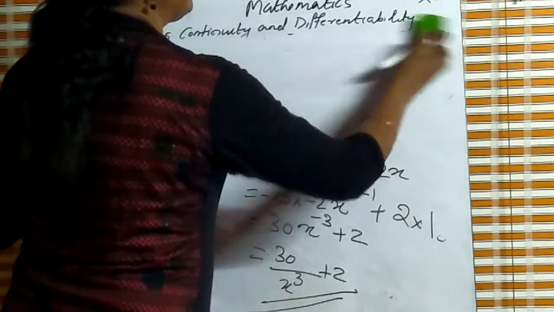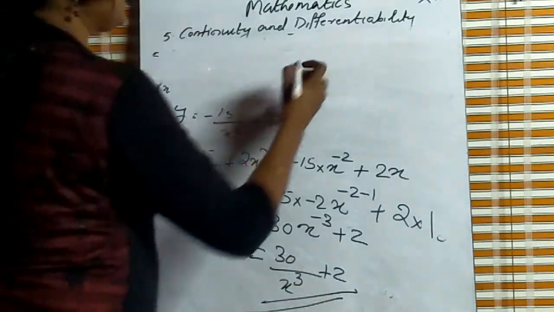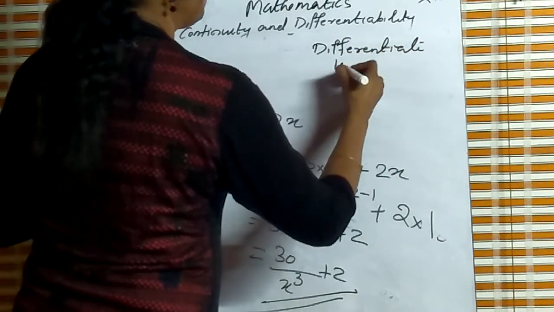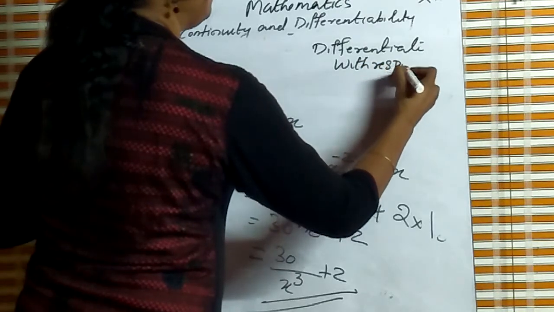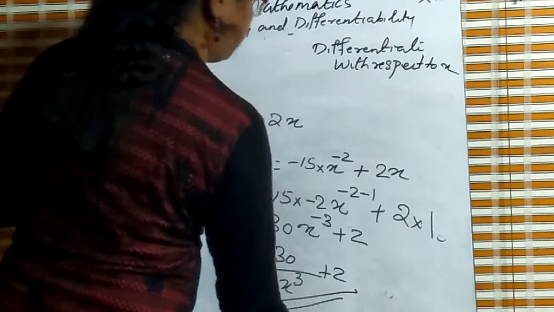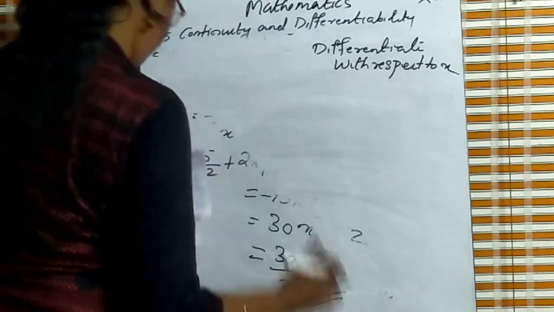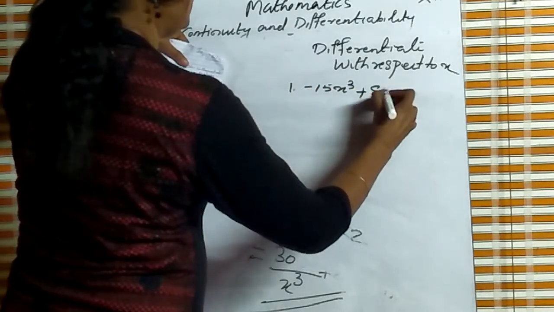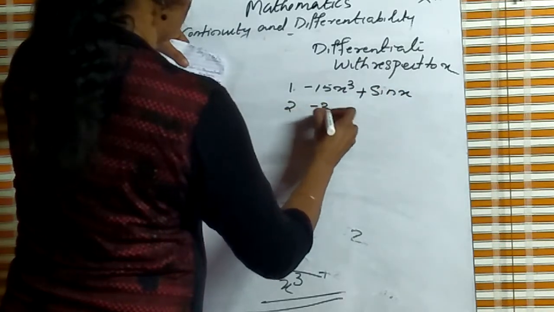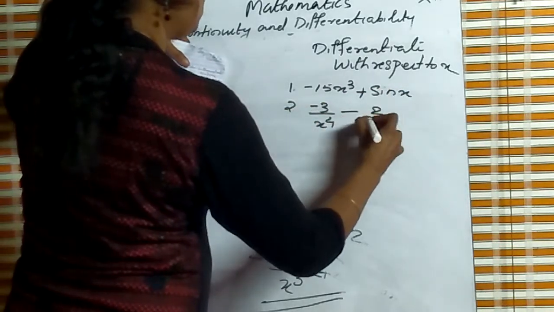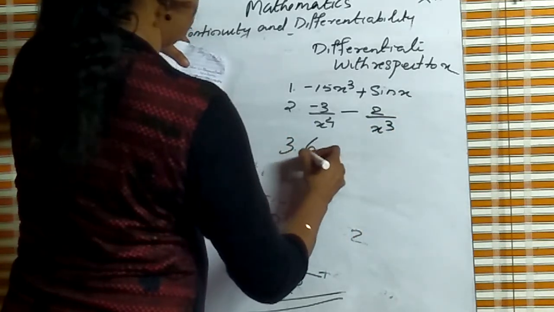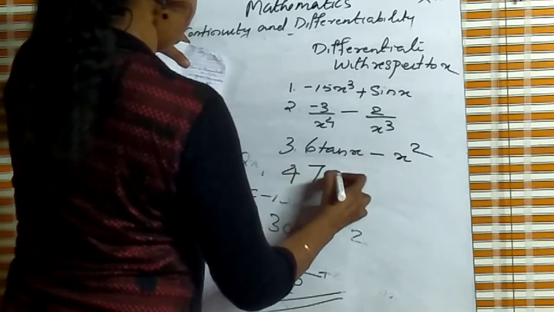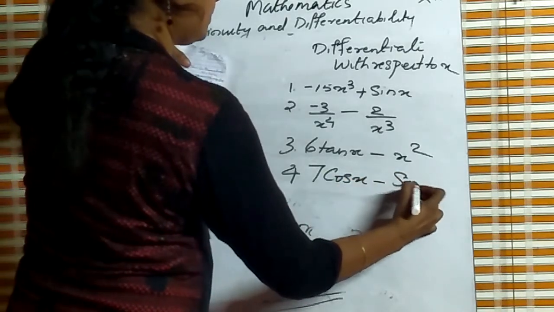The questions for homework: differentiate with respect to x, or find the derivative. Question 1 is minus 15x cube plus sin x. Question 2 is minus 3 by x raised to 4 minus 2 by x cube. Question 3, 6 tan x minus x square. Question 4, 7 cos x minus sin x.